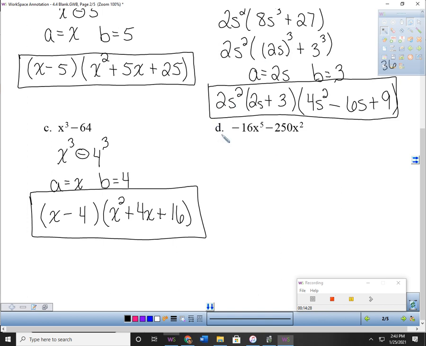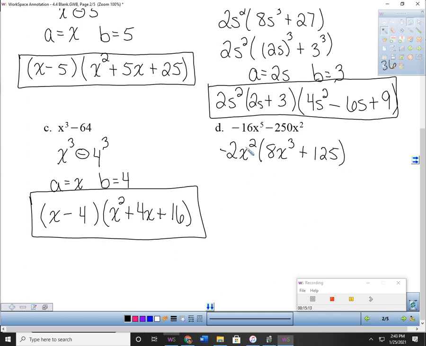Now, on part D, I do have a common factor, but I also noticed that this front one, we don't want that to be negative, okay? So if at any point this first term is negative, you need to take that out, okay? So I'm going to take out a negative, but I'm also going to take out my common factor. Both of these will divide by 2x to the 2nd. So negative 16x to the 5th divided by negative 2x to the 2nd gives me 8x to the 3rd. And negative 250x squared divided by negative 2x squared gives me a positive 125.